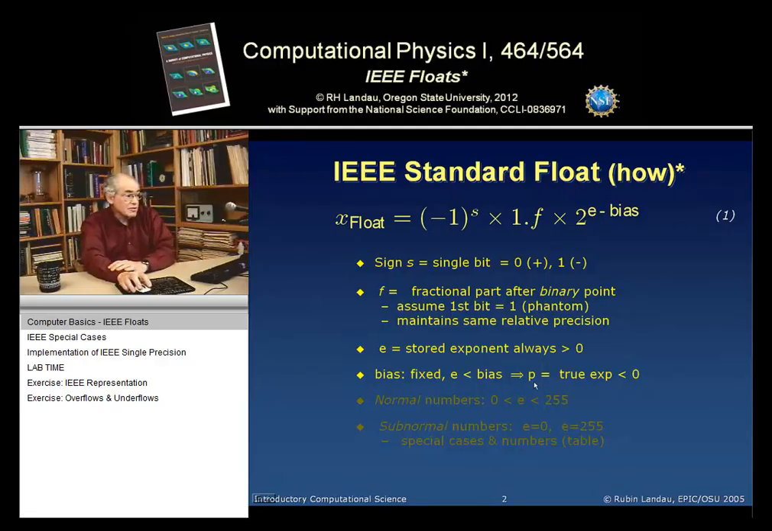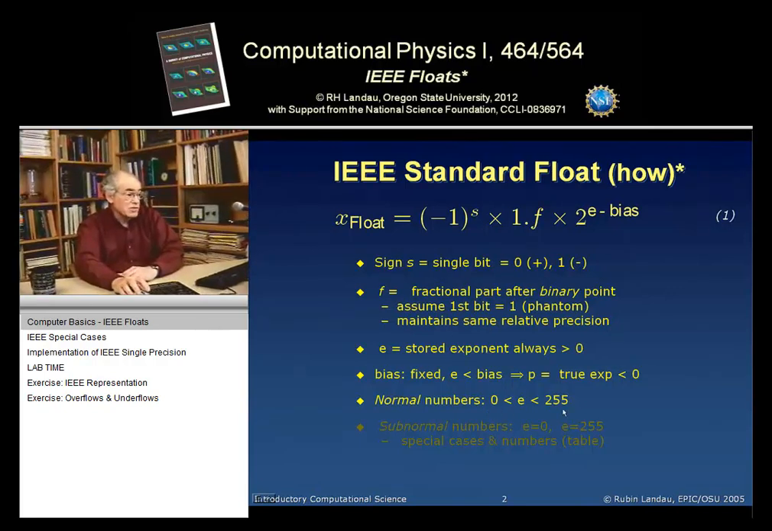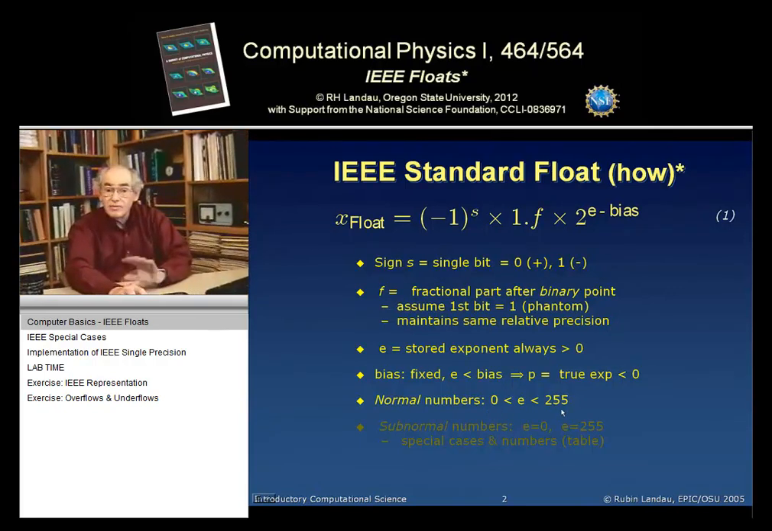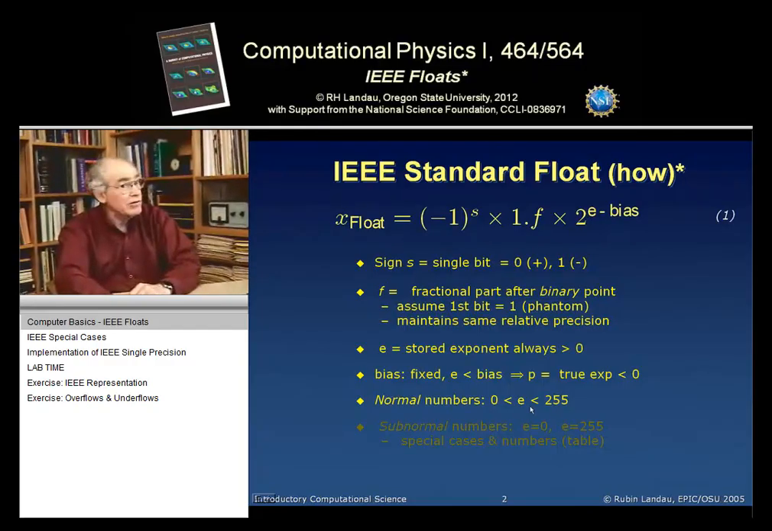And likewise, the true exponent, P, can be less than 0. But the actual stored exponent is always greater than 0. Now, there's several types of IEEE numbers. By and large, the main kind you deal with are normal numbers, which have an exponent in the range from 0 to 255. But this less than sign, no equal down there, means that 0 and 255 are not allowed for normal numbers.